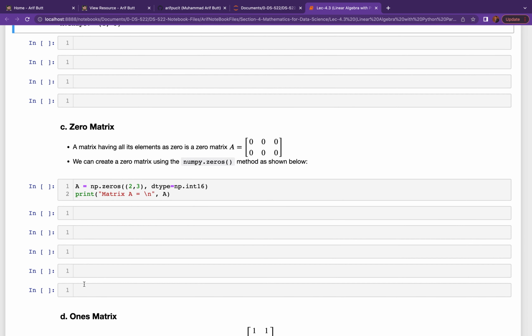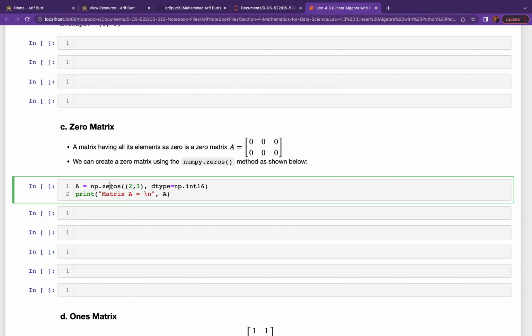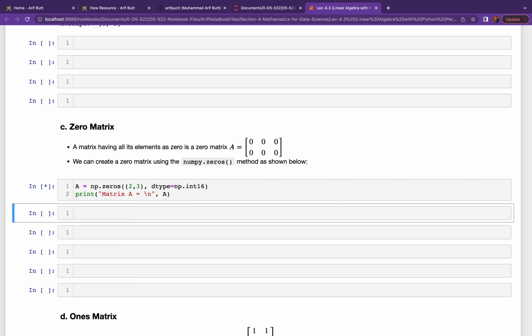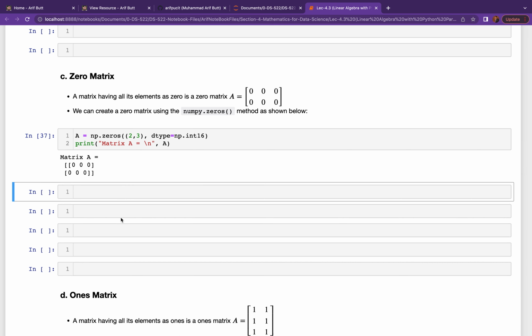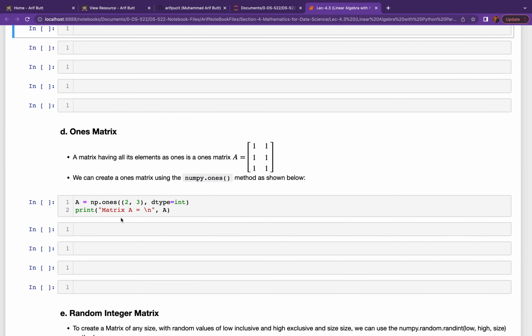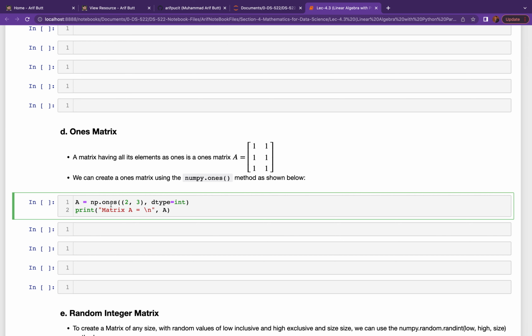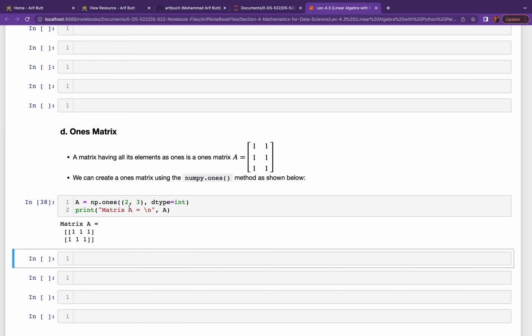Okay, so zero matrix: a matrix having all its elements as zero is a zero matrix. We can use the NumPy zeros method to create a zero matrix of a specified number of rows and columns and of a specific data type as well. Ones matrix: similarly, we can use the NumPy ones method to create a matrix having all its elements as 1. You specify the number of rows and columns.